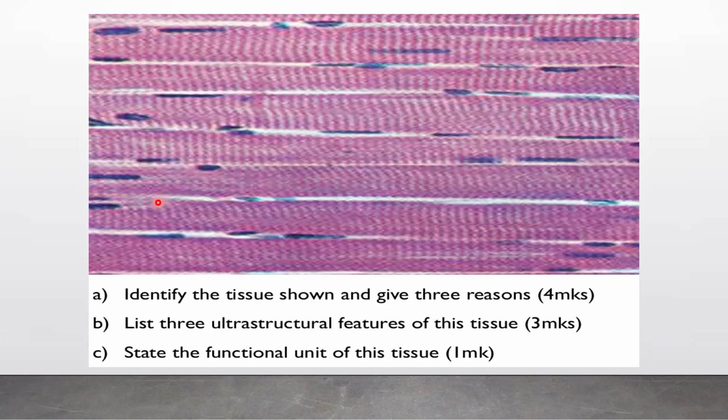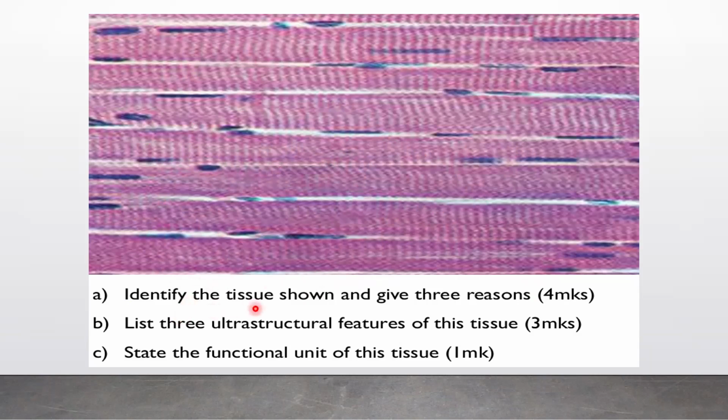We can appreciate that this is skeletal muscle. Why? Well, we can appreciate that the fibers are parallel to one another, the nuclei are found on the periphery, there is presence of striations, the fibers are somewhat cylindrical in nature, and you can also appreciate presence of multinucleation.